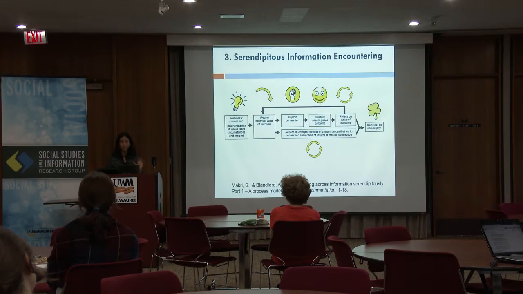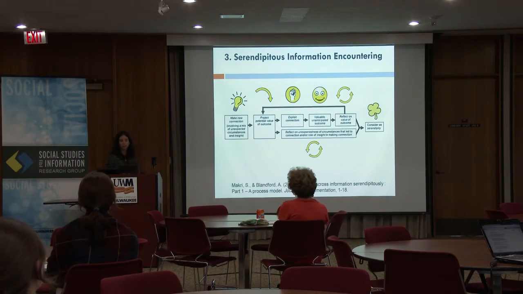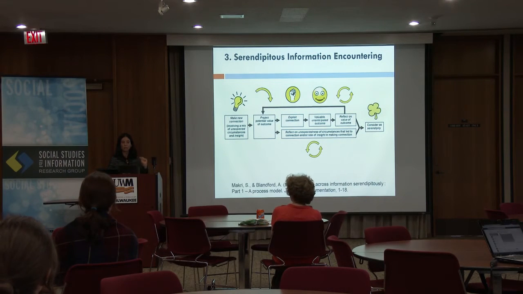Okay, so the last model that I want to talk about today is developed by Macri and Blandford at UCL. They've taken a somewhat different approach. They focused primarily on making a connection, so more on the cognitive side of serendipity. For them, serendipity is recognizing the value of a piece of information and being able to predict into the future how that piece of information or that person will potentially affect our solution to a problem. And what's really interesting about their model is that they based it on creative users.